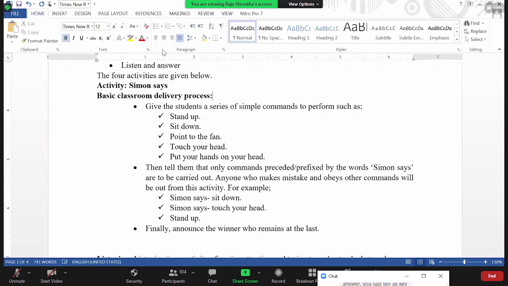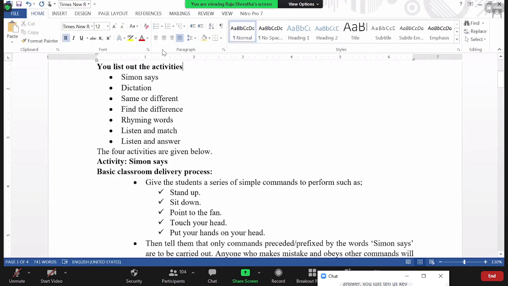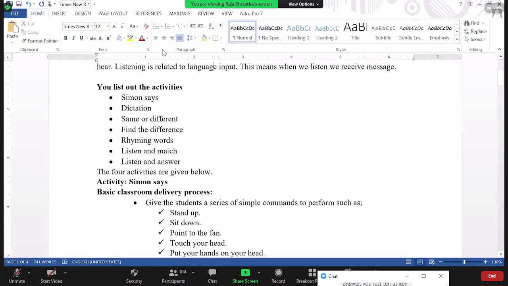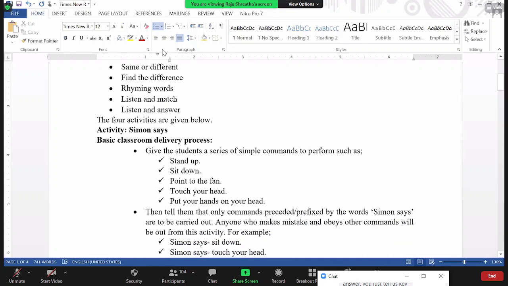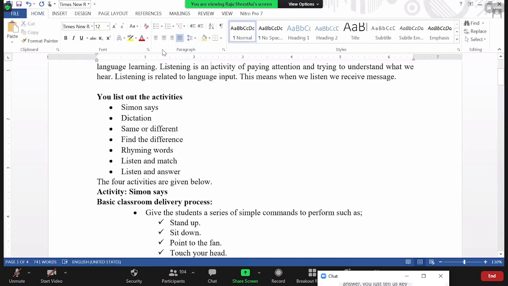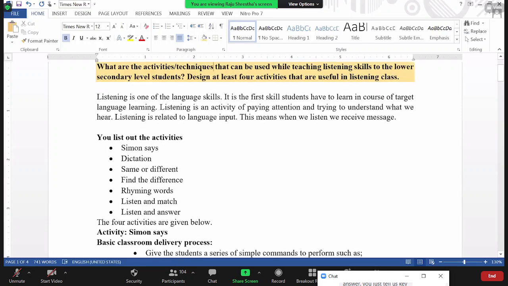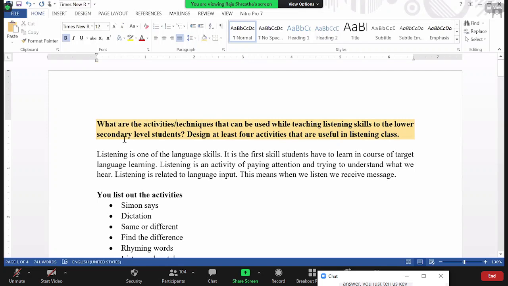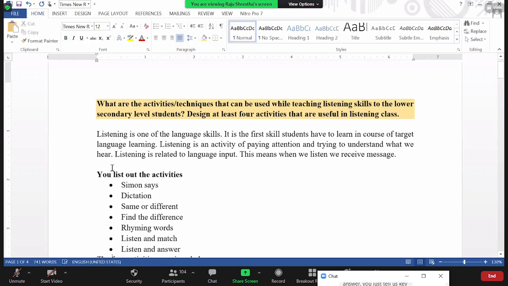Okay, this is the way. Then you do other activities like dictation also. Find the difference, same or different. Rhyming words. If you do it this way, then this answer is complete. This is how you have to write it. That is one question. Then let's make another question from here. Simple question.